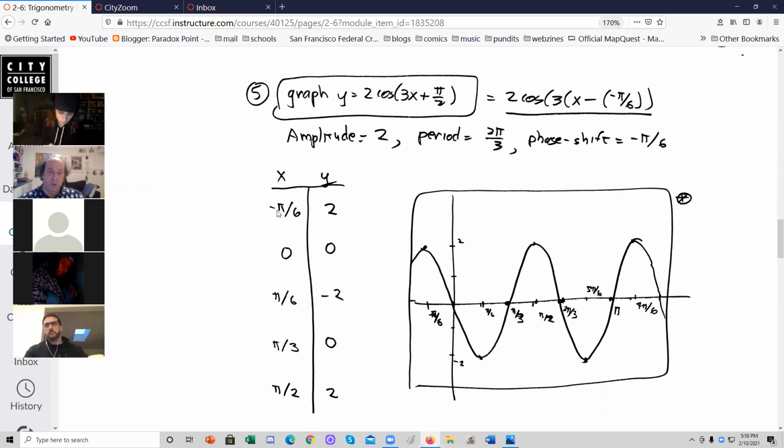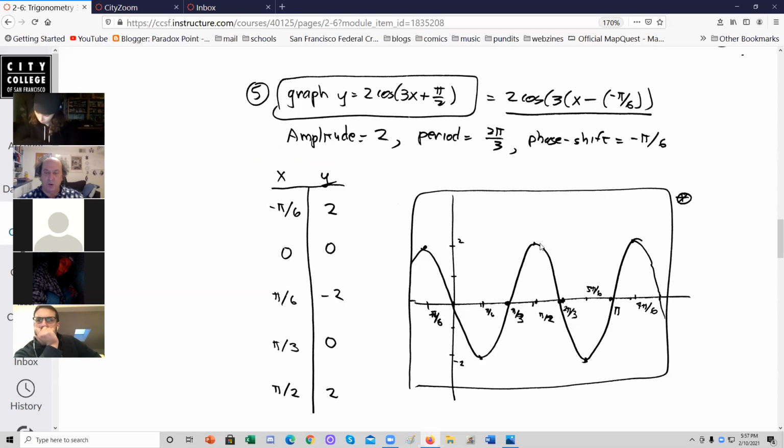All right, so one full period later, pi over 6 plus 2/3, which if you do the arithmetic, is pi over 2. We're back to 2. Halfway between the two peaks is at negative pi over 6, halfway between these two at pi over 6, it's going to be negative 2, and halfway between the peaks and the values are the zeros, at 0 and at pi over 3. So minus pi over 6 by 2, 0 by 0, pi over 6 by negative 2, pi over 3 by 0, pi over 2 by 2.